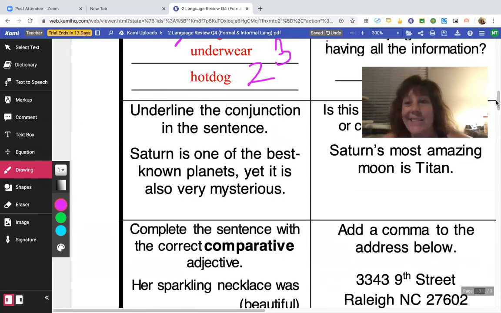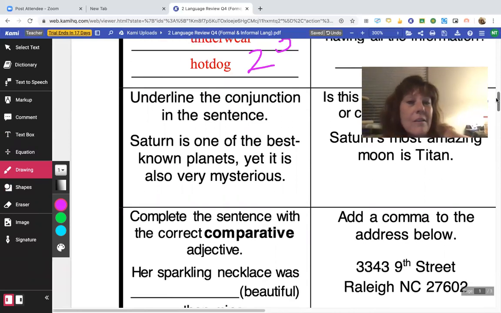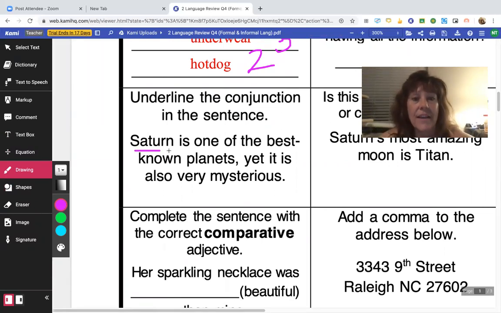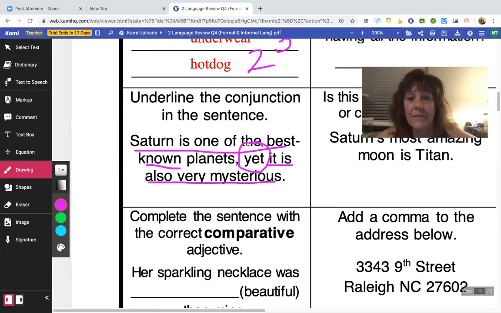Underline the conjunction in the sentence. Remember, conjunction joins 2 parts of a sentence together, right? Remember we watched Schoolhouse Rock, conjunction junction, what's your function, right? So it's taking 2 things and putting them together. Saturn is one of the best known planets, yet it is also very mysterious. So this could be a sentence. Saturn is one of the best known planets, and it is also very mysterious. Could be another sentence. So the word that joins them together would be yet, right?